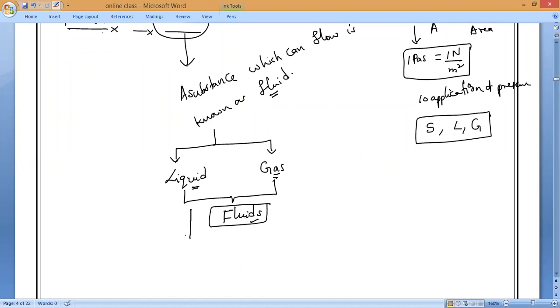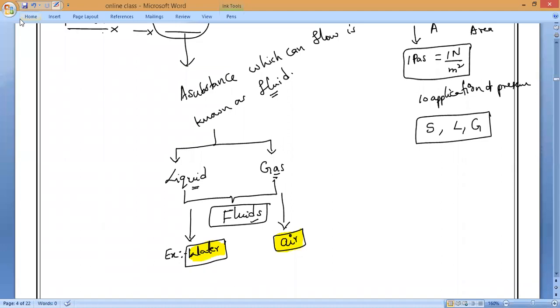So what are fluids? Fluids are substances which can flow easily. Examples of fluids are liquids and gases, together called fluids. Can anybody tell me the best example of a liquid known to us? Water, sir. Very good. What is a gas known to us, in our surroundings? What is the mixture of gases present in our surroundings? Air, sir. That is what I'm asking. Go with your surroundings always.